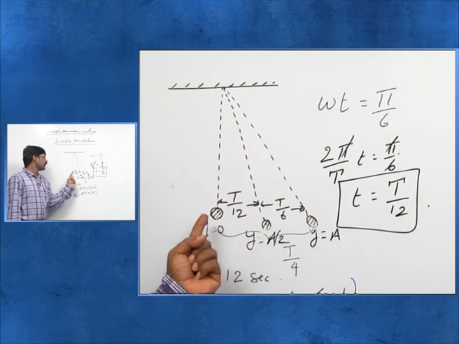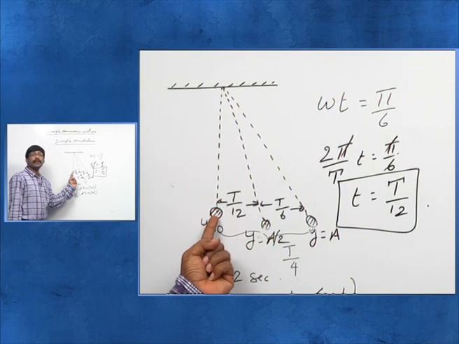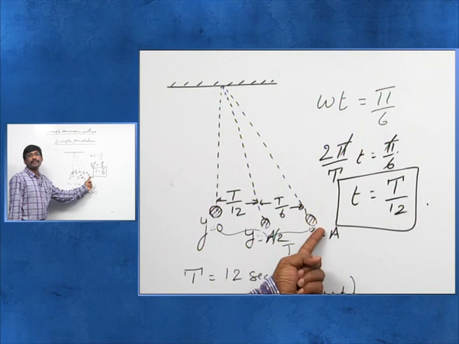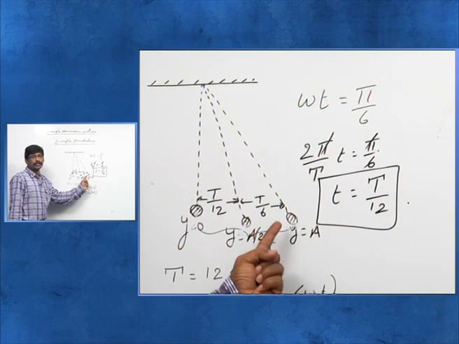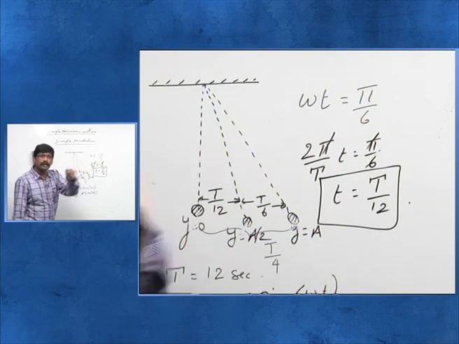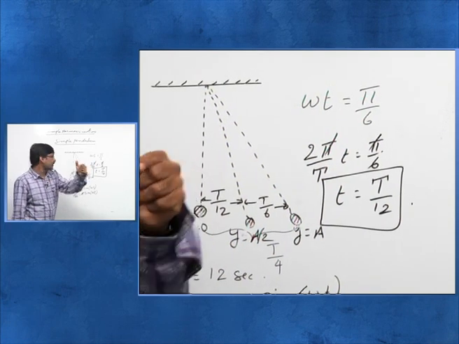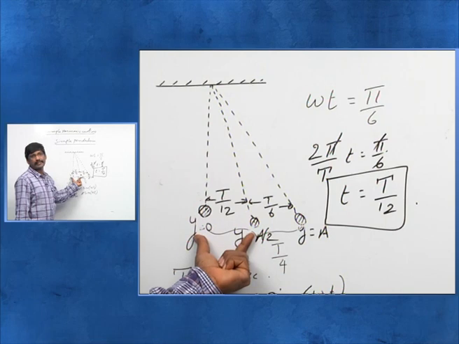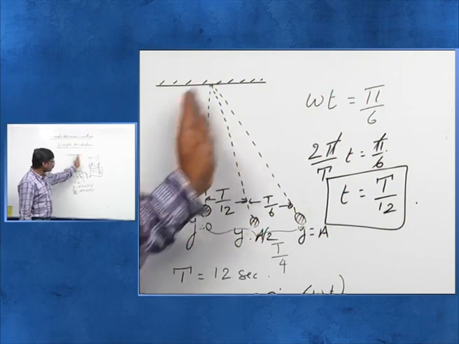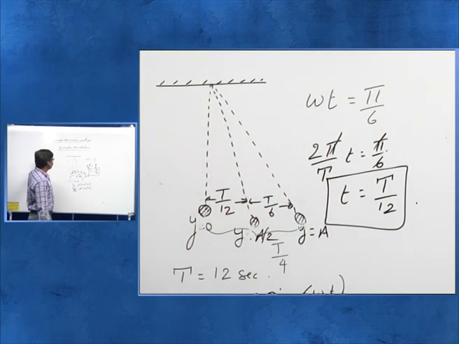As you know, in SHM the velocity at the mean position is maximum and the velocity at the extreme position is 0. So as it moves from the mean position to the extreme position, the velocity goes on decreasing. That's why the first half takes less time and the second half takes more time. So this type of question is usually asked in competitive exams.